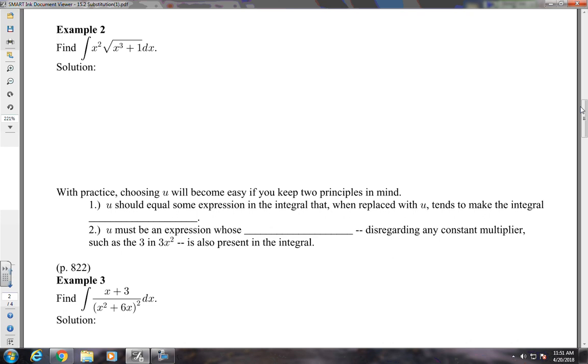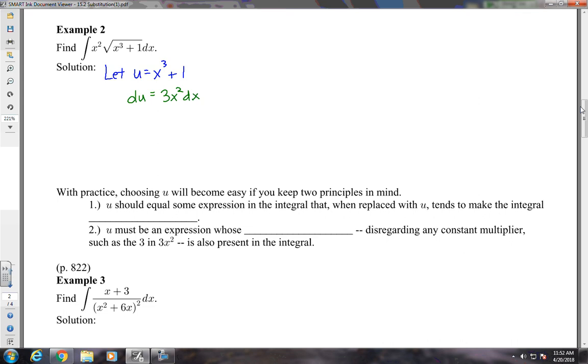In this case, I can see I've got some sort of function of x plugged into a square root function. So that's what I'm going to use for my u substitution statement. So we'll start out, let u equal x cubed plus 1. And as we did previously, I'm going to differentiate both sides with respect to u on the left and x on the right. I'm always going to get du over here on the left side. And then on the right side, differentiating with respect to x, we get 3x squared dx.